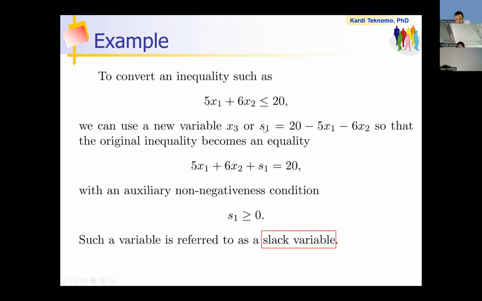So what is the value of x1? S1 is 20 minus 5x1, minus 6x2. So then you will have, this one is S1. So that will become 20. So this S1 is called slack variable. And this must be larger or equal to 0.